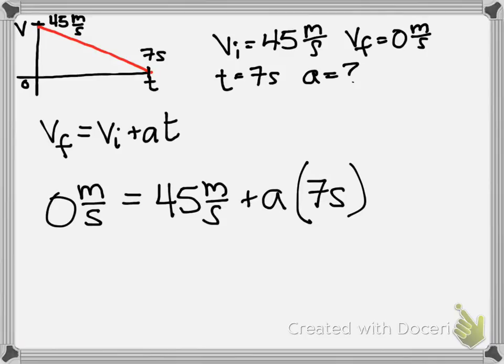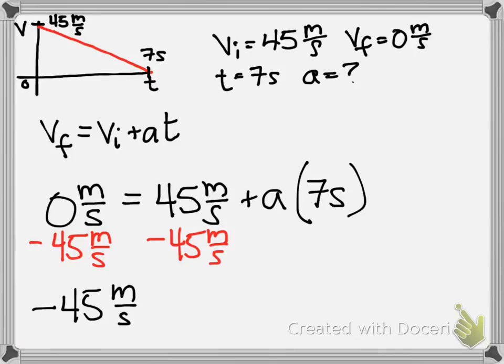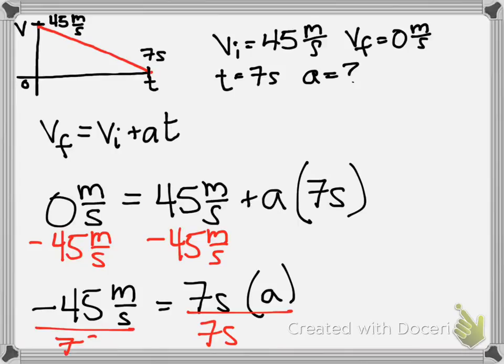First step here would be to subtract 45 from each side. Minus 45 meters per second, minus 45 meters per second. And then my result from that would be, I get negative 45 meters per second equals 7 seconds times a. Next step would be divide by 7 from both sides. Divided by 7 seconds, divided by 7 seconds. Bring this over here.